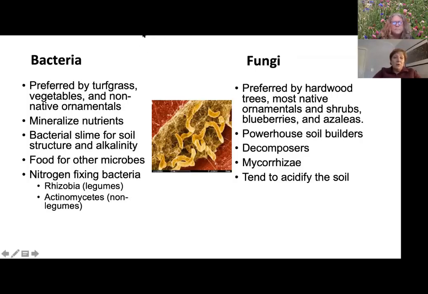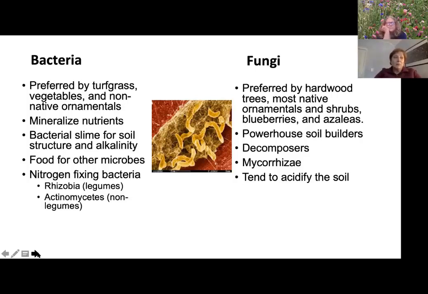After the micro herd, we talk about the macro animals. The macro herd includes all insects, arthropods, worms, all the stages of insects, larval through adult, and small mammals.